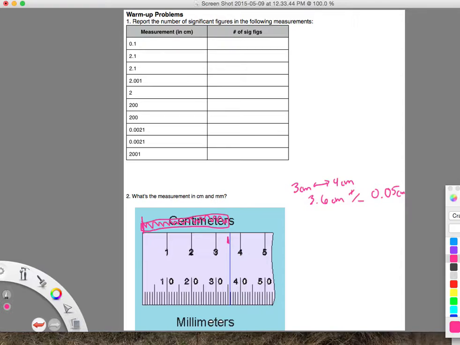Hi, this is Mr. Sand again, and right now we're going to go through another question right here, which is: what is a measurement in centimeters and in millimeters? This has to do with uncertainty in your measurement. And remember, every single measurement, no matter what it is, always has some uncertainty attached to it. So we're going to talk about how to report that uncertainty right now.